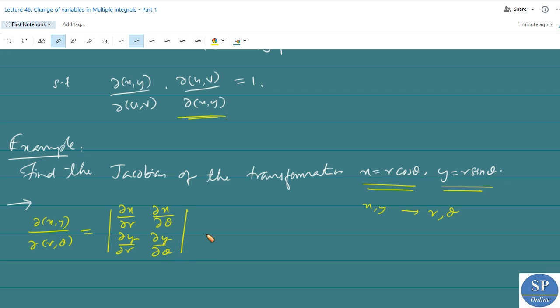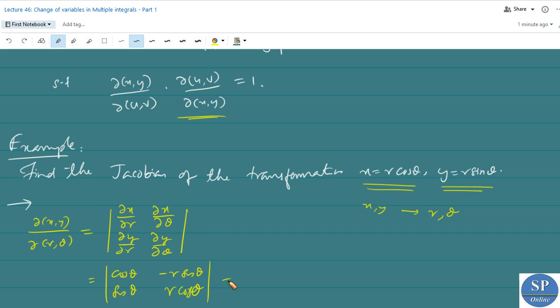Okay, which is equal to, we know dou x by dou r: we have x equal to r cos theta, so dou x by dou r is cos theta, and dou x by dou theta, with respect to theta r is a constant, so minus r sin theta, since the derivative of cos theta is minus sin theta. Now dou y by dou r is sin theta, and dou y by dou theta is r cos theta.